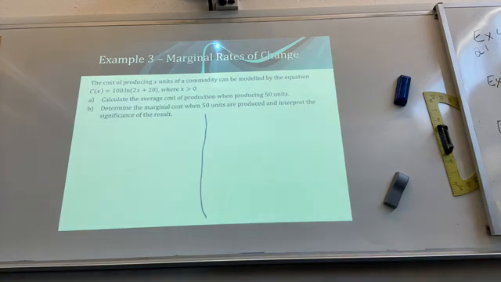Marginal rates of change. I'm pretty sure you did it. The cost of producing X units of a commodity can be modeled by this equation, where X is greater than 0. You need to calculate the average cost of production when producing 50 units, and then determine the marginal cost when 50 units are produced and interpret the significance of the result.